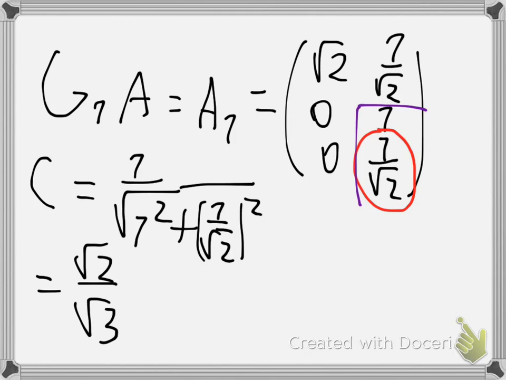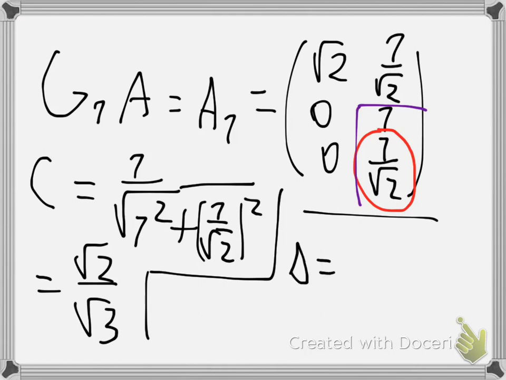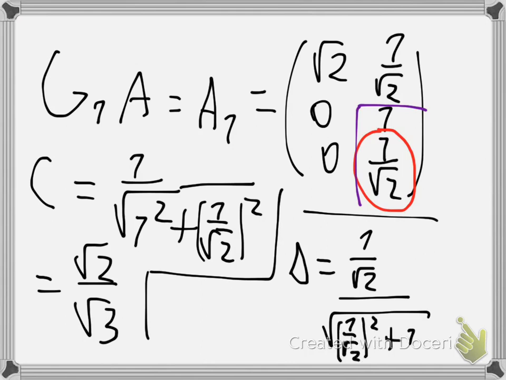Okay? And for the sine, you will get 1 over square root of 2 over square root of 1 over square root of 2 plus 1 squared, which will give us 1 over square root of 3. Okay?